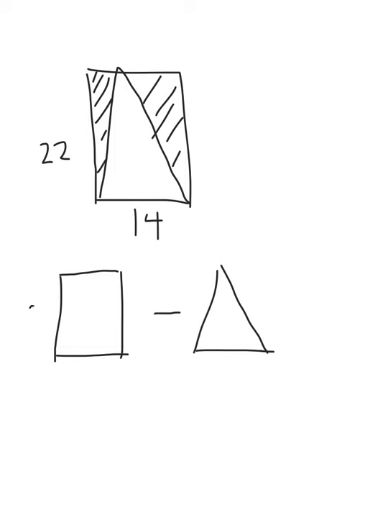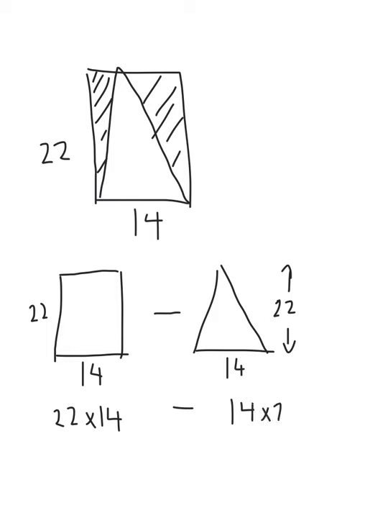So the area of this big rectangle is 22 times 14, and the area of your triangle is a half of that, because areas of triangles are perpendicular height multiplied by the base, divided by 2.